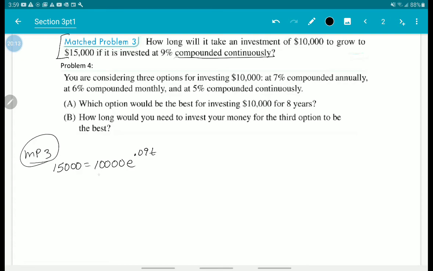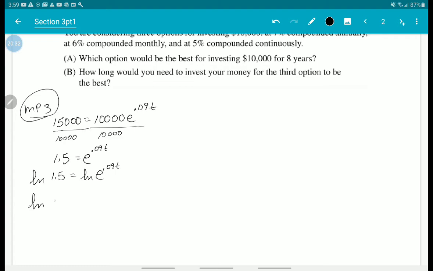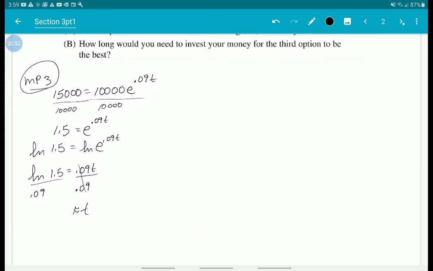So let's divide both sides by 10,000. Take the ln of both sides. So we're going to have the ln of 1.5 is equal to 0.09t. Divide by 0.09. And once again, we're going to want a decimal for that. And it looks like it's going to be about 4.5 years.